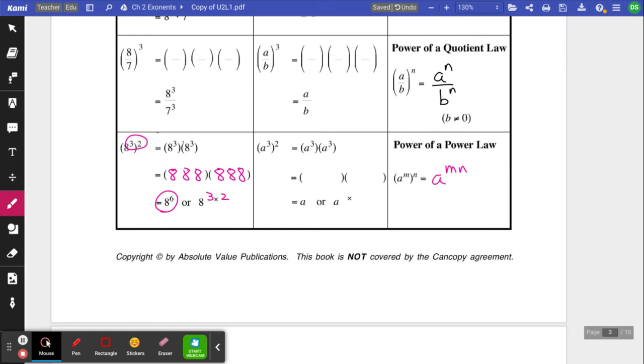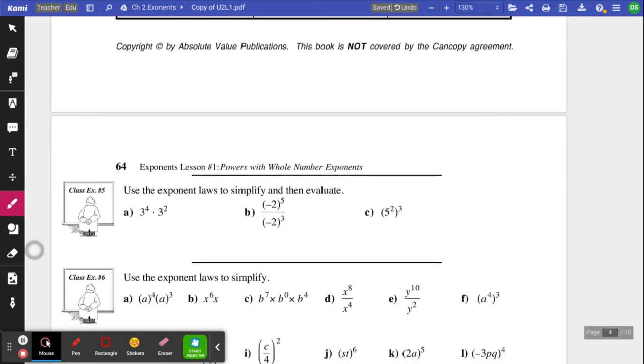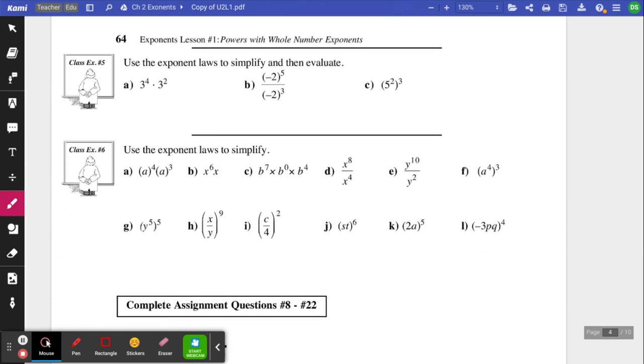Everything I wrote on the board there is review from 9th grade. Well, you might need that review. Might be good to review it, right? Okay, so let's go try using some.